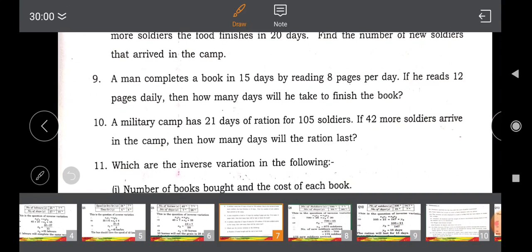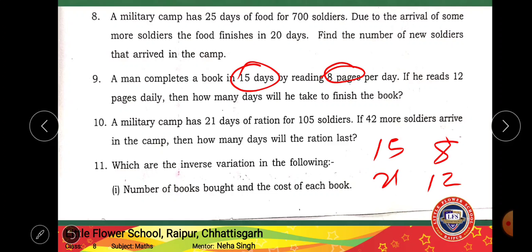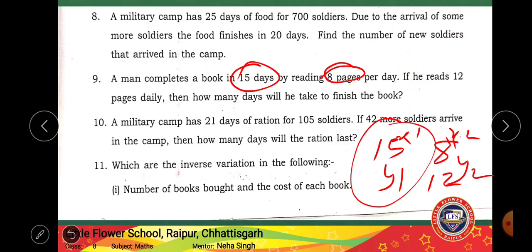now moving on to the 9th question. A man completes a book in 15 days by reading 8 pages per day. राइट 15 डेज में बुक कंप्लीट कर रहा है. अगर वो 8 पेजेस पढ़ रहा है, अगर उसने 12 पेजेस पढ़ना स्टार्ट कर दिया तो बुक कितने दिन में कंप्लीट होगा, राइट. हाउ कैन वी फाइंड x1 y1 x2 y2, x1 into y1 equals x2 into y2, and you can just multiply and solve. Okay, so the 9th question also is your homework. I am not solving the 9th question. Moving on to the 10th one.